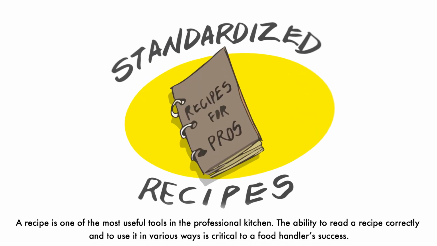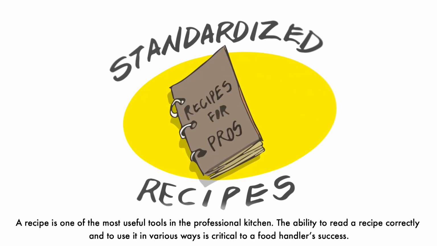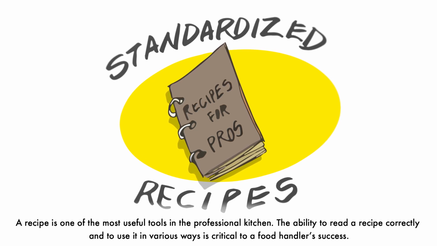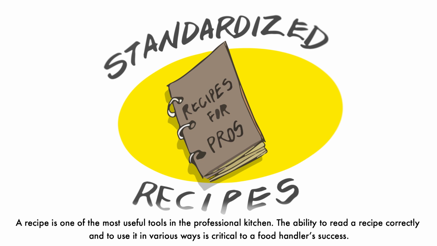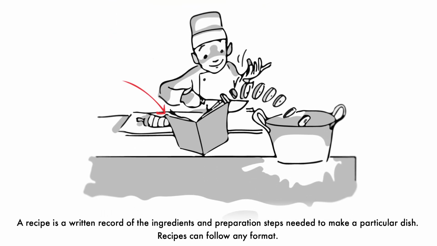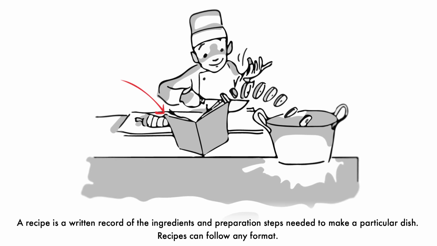A recipe is one of the most useful tools in the professional kitchen. The ability to read a recipe correctly and to use it in various ways is critical to a food handler's success. A recipe is a written record of the ingredients and preparation steps needed to make a particular dish.